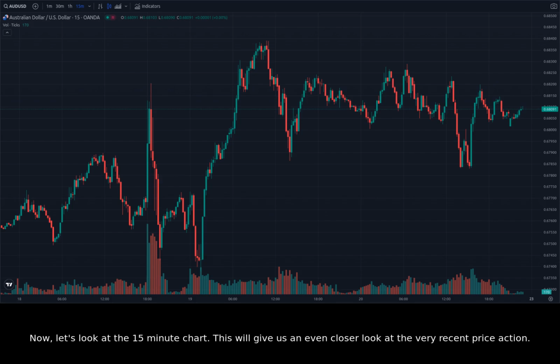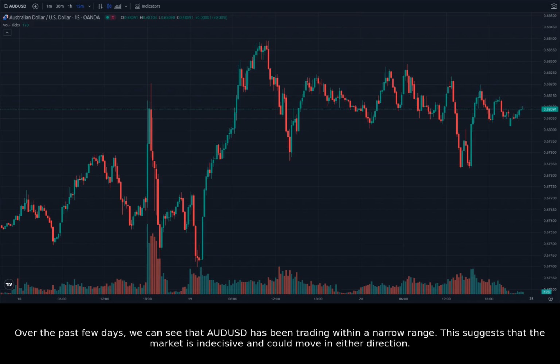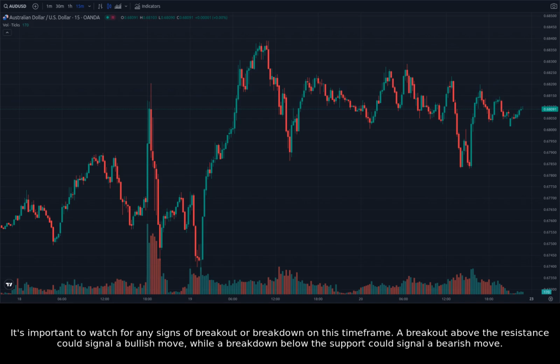Now, let's look at the 15-minute chart. This will give us an even closer look at the very recent price action. Over the past few days, we can see that AUDUSD has been trading within a narrow range. This suggests that the market is indecisive and could move in either direction. It's important to watch for any signs of breakout or breakdown on this time frame.